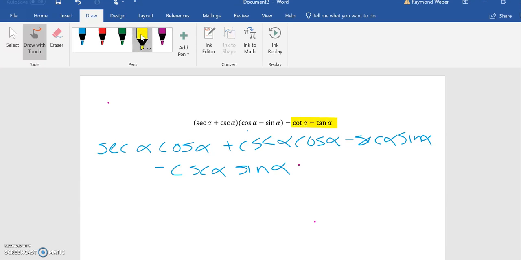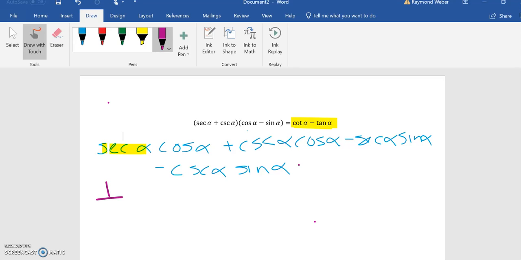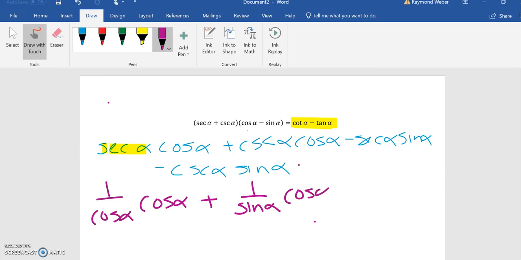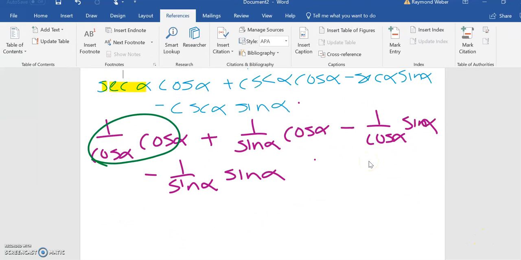Now I'm trying, remember, this is my goal, and you guys always got to keep that goal in mind. So I'm going to look at these and I go, okay, well, within each of these pieces, I'm hoping some good stuff will happen. So for instance, right here, what do I notice about these? Well, these are reciprocal identities. So I can rewrite this as 1 over cosine alpha times cosine alpha. This is going to be 1 over sine alpha times cosine alpha, minus 1 over cosine alpha times sine alpha, minus 1 over sine alpha times sine alpha.